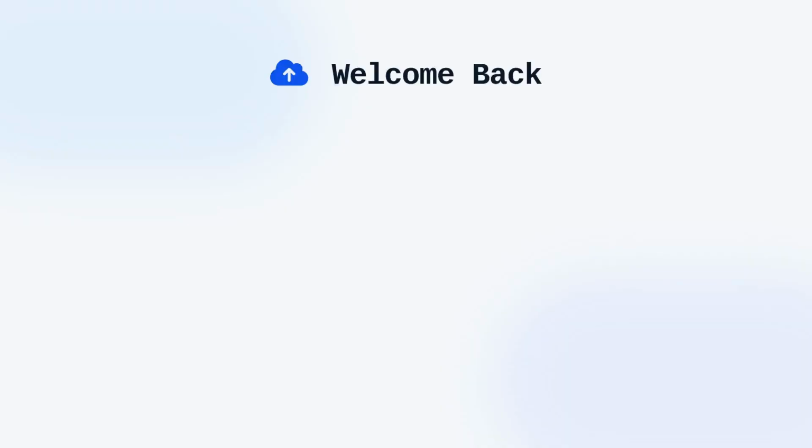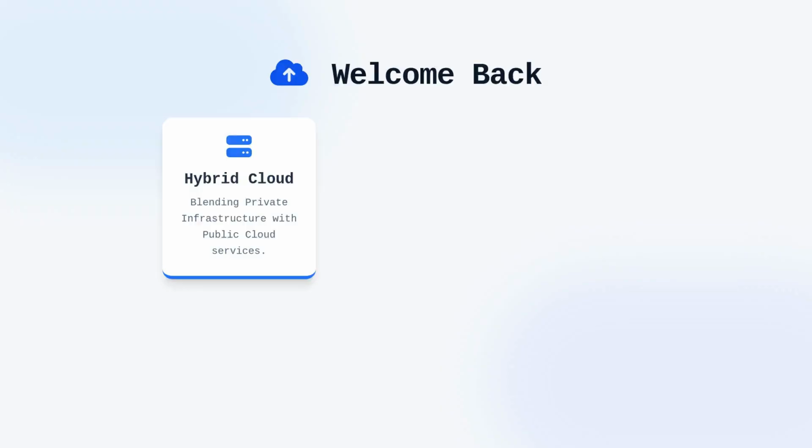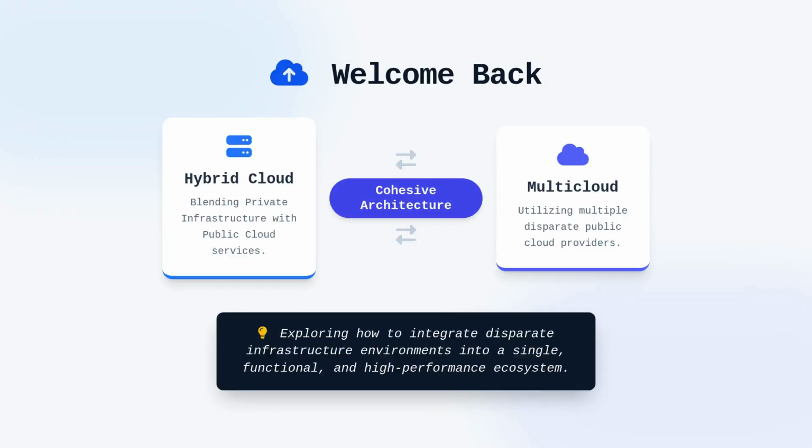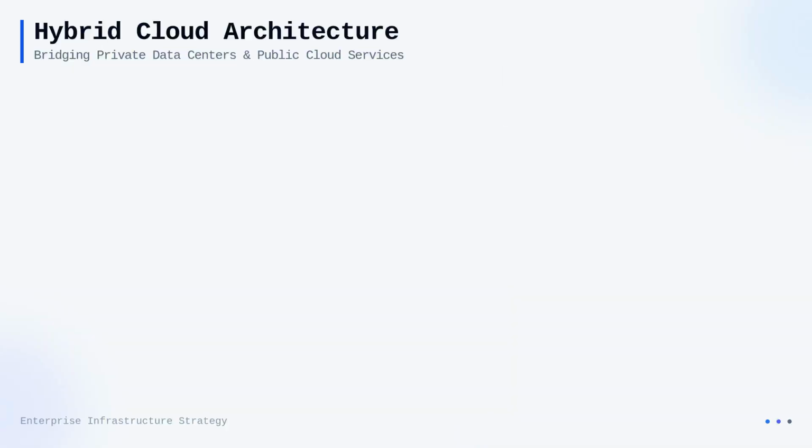Welcome back. In this lesson, we explore how hybrid and multi-cloud models allow organizations to combine disparate infrastructure environments into a cohesive, functional architecture. When we talk about hybrid cloud environments, we are essentially looking at the intersection of private data centers and public cloud service providers. This architecture is rarely a purely aesthetic choice.